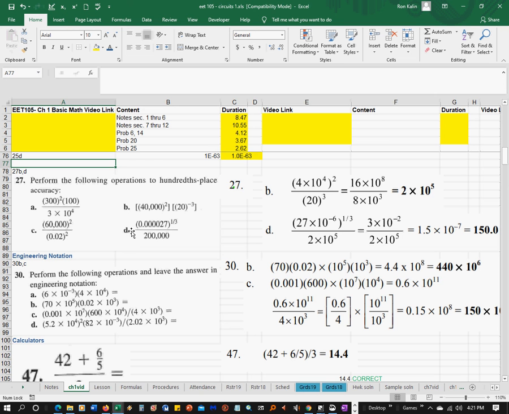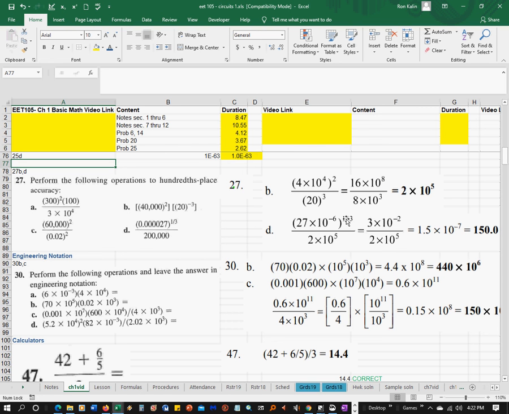And then in part D, they said take 0.000027 to the third power and divide it by 200,000. So that equals 27 times 10 to the negative sixth. What they did was they moved it over 6 decimal places. So they made this number bigger. They went from 0.000027 to 27. So you have to make this number smaller. So it's 10 to the negative 6.